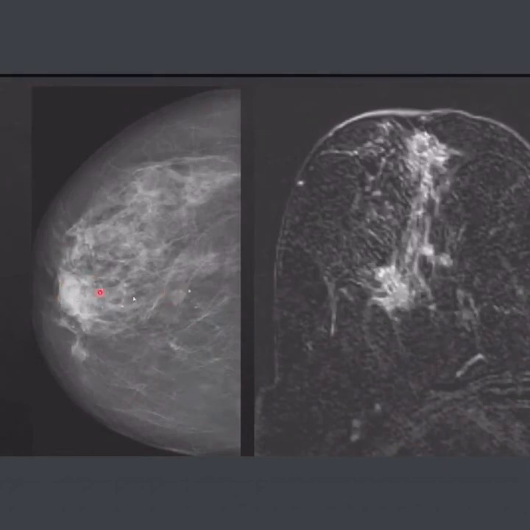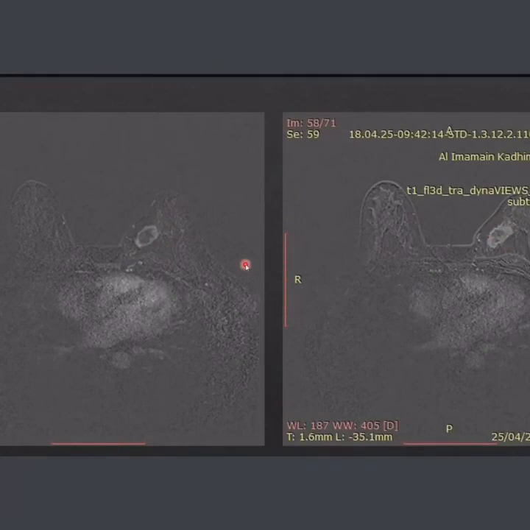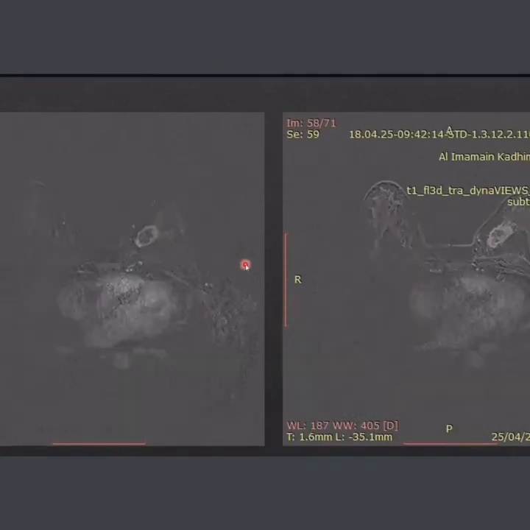This is an example of mammography. This is a patient with calcifications, you notice breast microcalcifications. And this is the MRI image with contrast, dynamic contrast MRI. Usually we should not have this pattern of enhancement, but this is abnormal enhancement in the breast parenchyma, suggestive of breast carcinoma. This is a case of breast cancer.